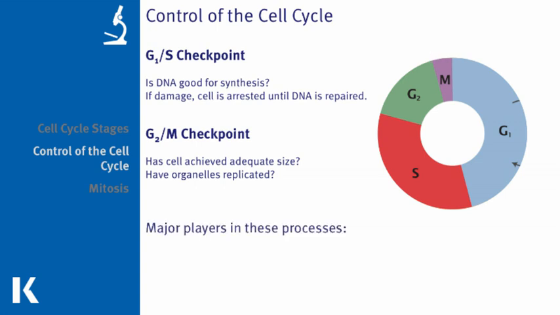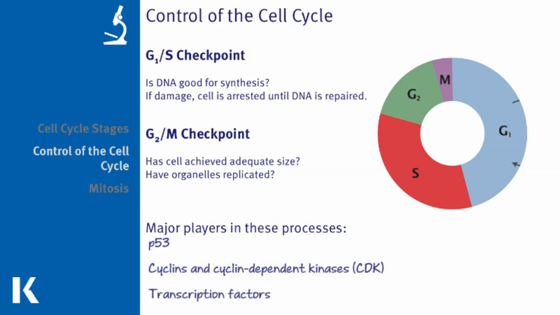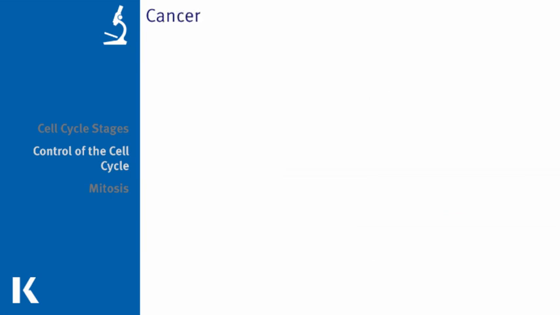Some of the proteins involved in these checkpoints are p53, various cyclins and their dependent kinases, and transcription factors, which interact directly with the DNA during replication. Because the failure of those checkpoints often results in cancer, we will now say a little bit more about what is occurring in cancerous cells, and how the major players are involved.